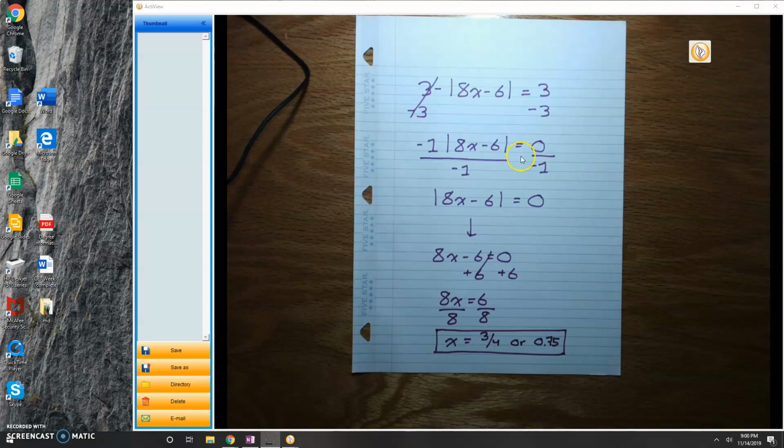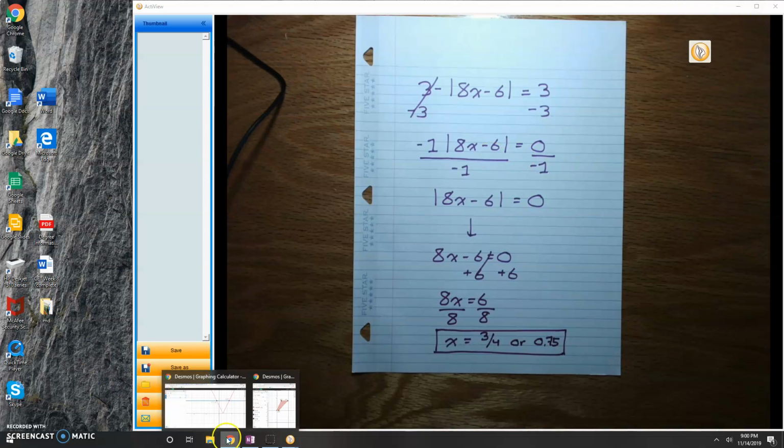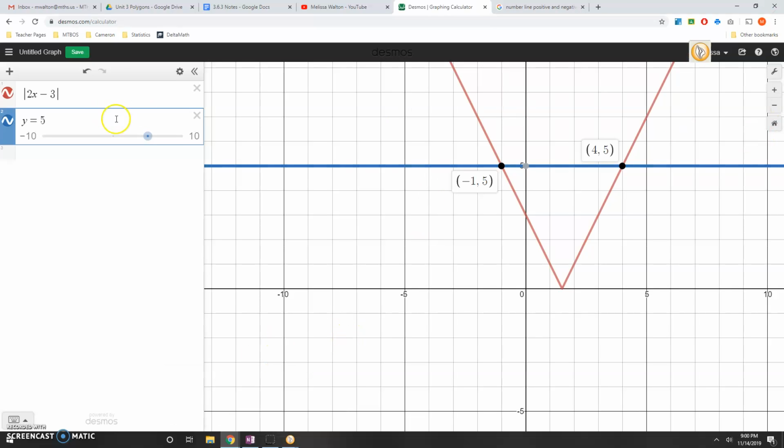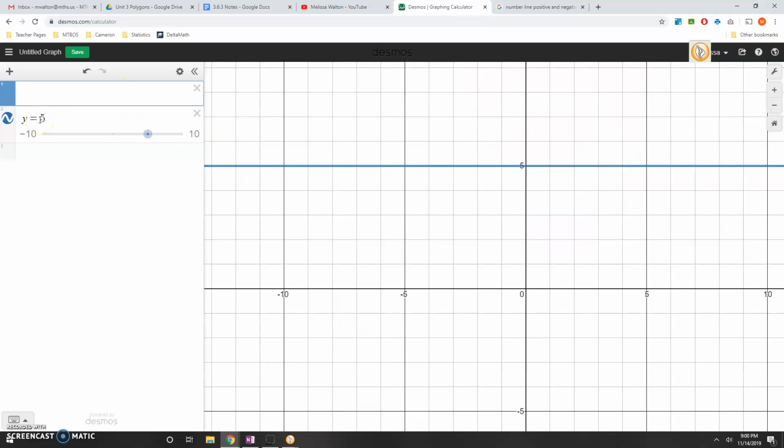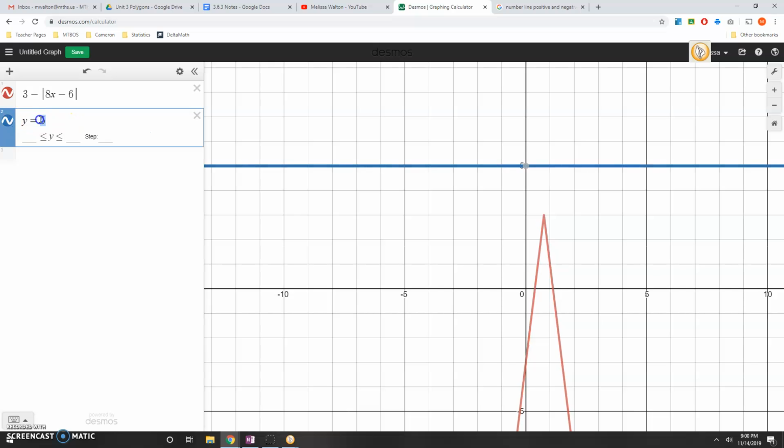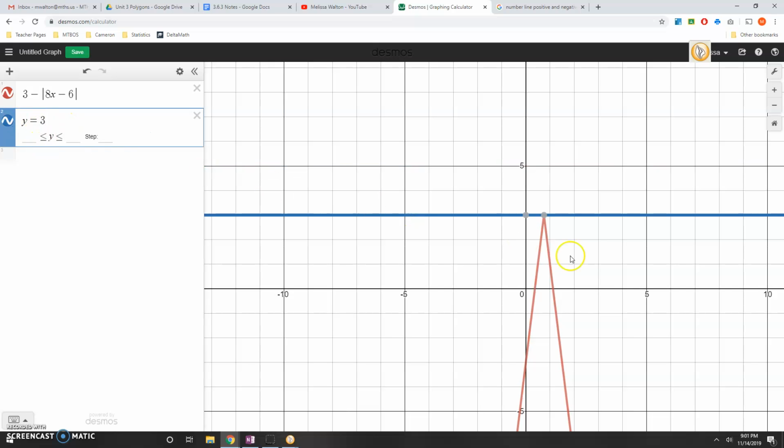I am going to go ahead and graph this just to show you guys what this graph looks like. What does it mean if we only have one solution? Well, my one side was 3 minus absolute value of 8x minus 6. And I want to know, when is this at a height of 3? Only at one point. So whenever you get to the point where you have the absolute value equals 0, you know that it's going to be a solution where we only have one value of x that would make that true. So this is only one solution.